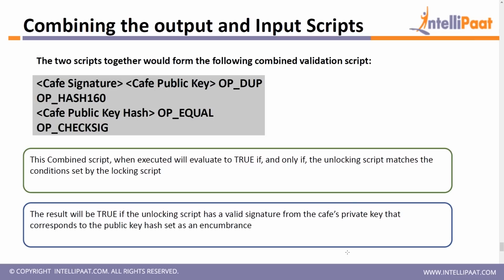When you have your own requirement, you can simply code, and obviously you should have the knowledge to write the code, and then you can evaluate and get the value, true or false, by meeting the certain condition set by the locking script for the unlocking script. The result will be true if the unlocking script has a valid signature from the Cafe's private key that corresponds to the public key hash set as the encumbrance.